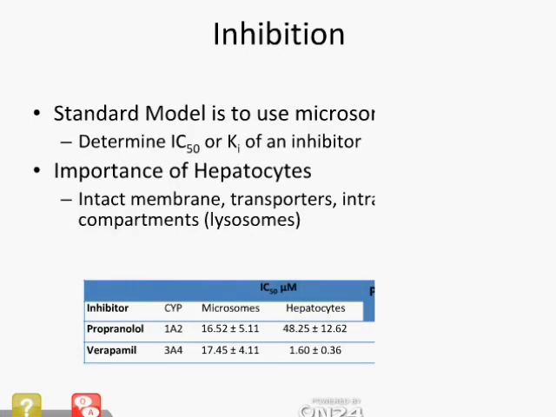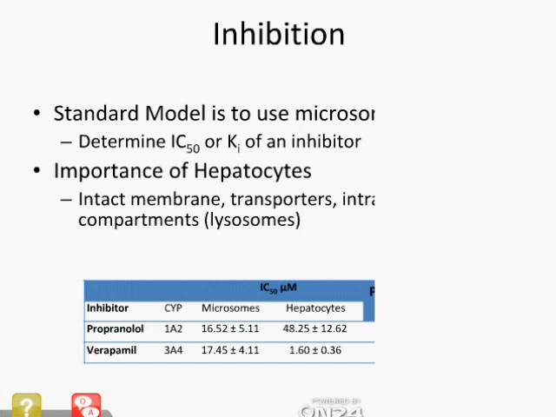Inhibition is the reduction of enzymatic activity through reversible and irreversible interactions. I will not attempt to distill a semester of biochemistry in one slide, but I'd like to highlight the differences using microsomes and hepatocytes in determining inhibitor concentrations, known as IC50s, of two compounds.